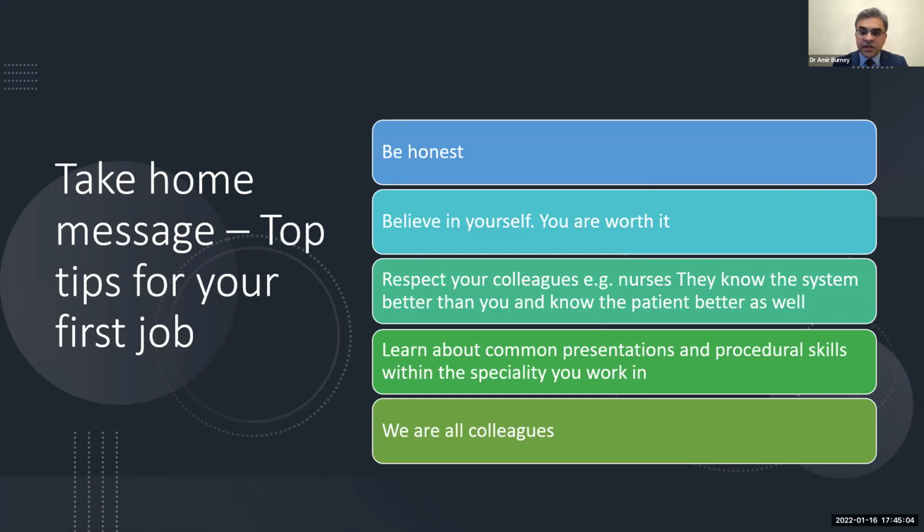Respect your colleagues, whether it's the nurses or anybody else, especially the nurses. They know the system better than you. They know more about the patients as well. Ask for help. Learn about common presentations, both acute and chronic, within your own specialty. We are all colleagues. There's no hierarchy here. We respect the person, not the rank. You respect everybody across the board, and we work as colleagues.